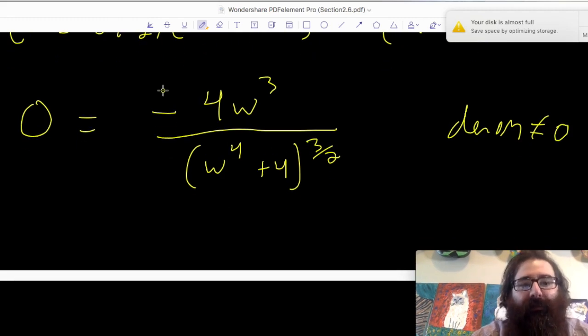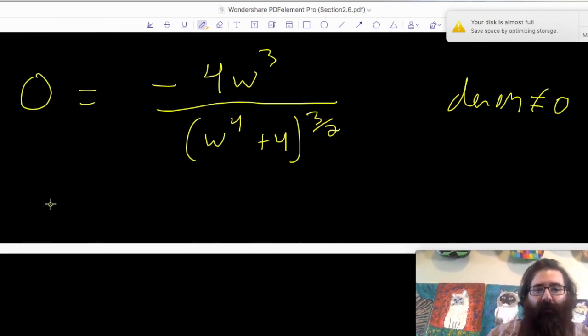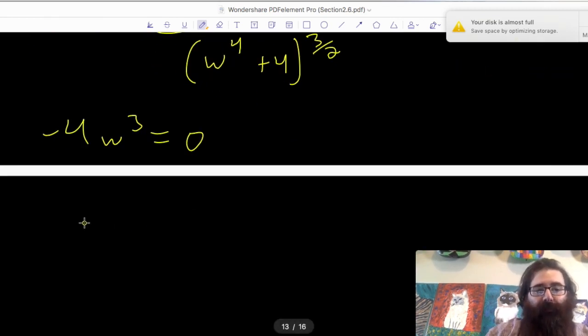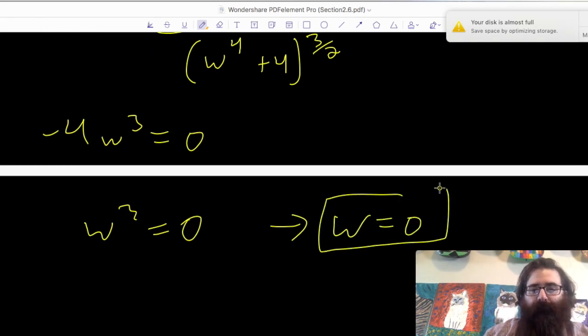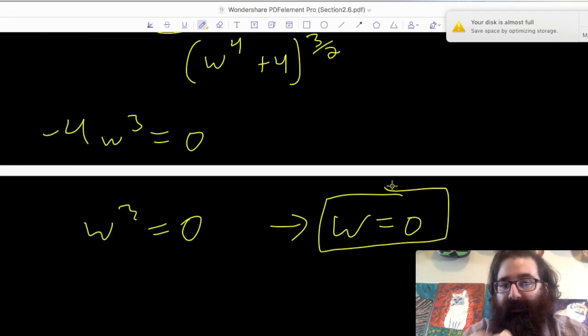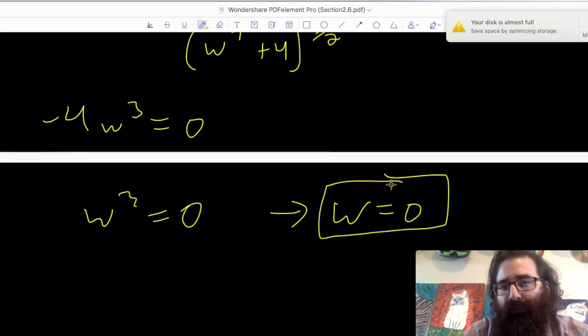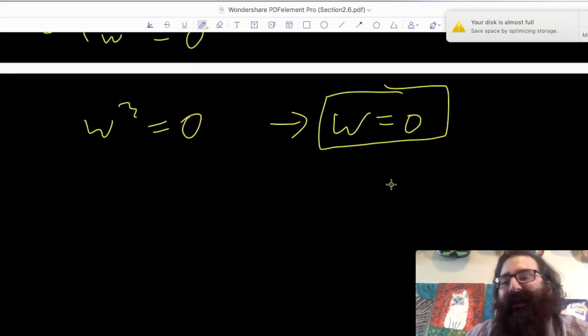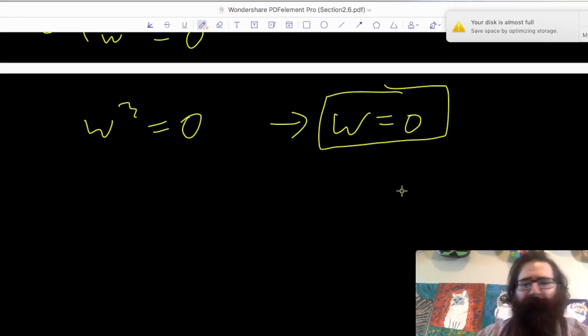So the only possibility is that it will be equal to 0 when the numerator is 0. This is going to happen when negative 4 omega cubed is equal to 0, which means that omega cubed is equal to 0, which means that omega is 0. So what we're saying right now is that the only possibility of practical resonance of the system would happen at a frequency of 0. However, 0 is not a frequency. I wouldn't even call it a pseudo frequency because it's not even trying to behave like one. Not a frequency at all.